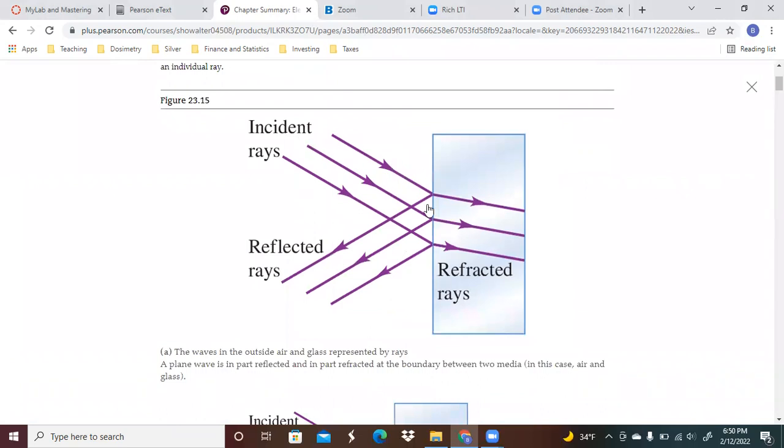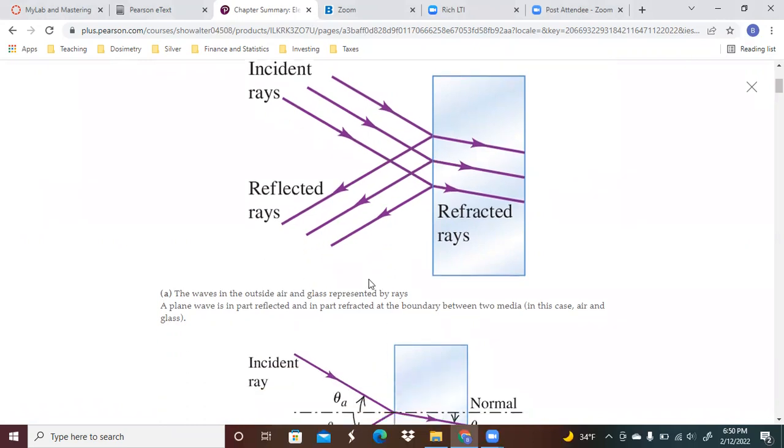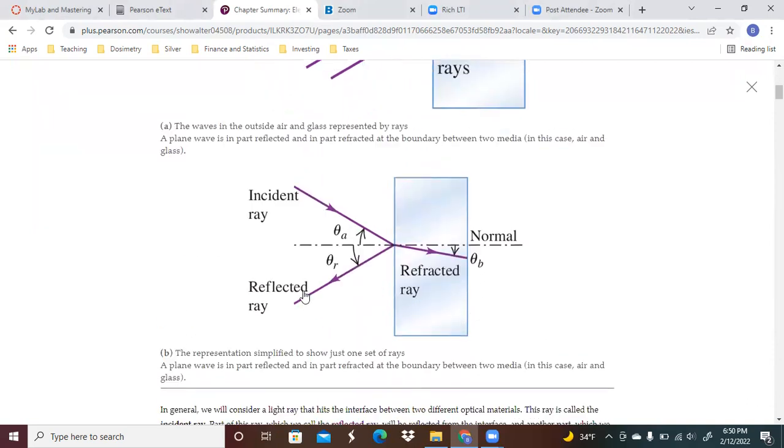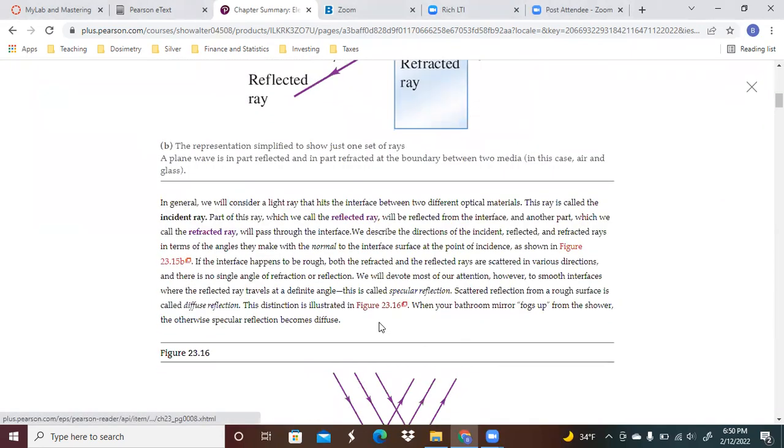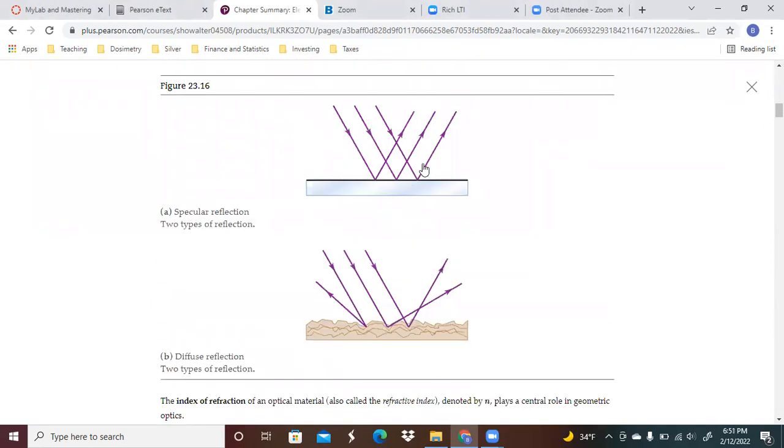So again, we've got our incident rays, we've got our reflected rays, and we've got our refracted rays. So this is going to be the interface here. We're seeing the waves in outside air, and then as it strikes glass, this is how things change. So as we're going through here, you can see two different types of reflections.